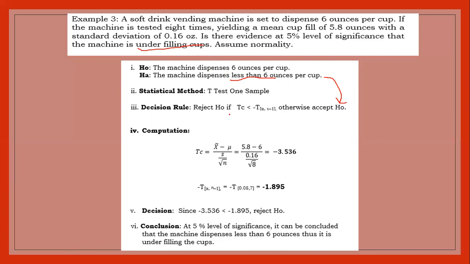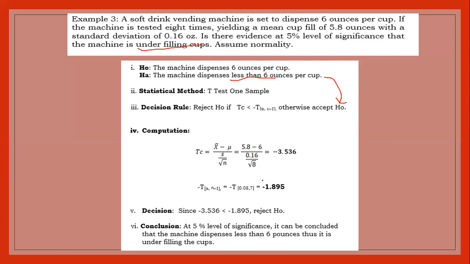So, let's compute for the T sub C or the computed value. Again, substitute lang natin. Sample mean minus the population mean over the sample standard deviation over square root of 8, which is your sample size. Ang lumabas is negative 3.536.